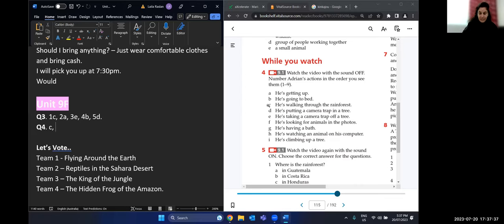Number two, he's climbing up a tree. Yep. So I. Number three, what happened after? He's putting a camera trap in a tree. Yep. So D.